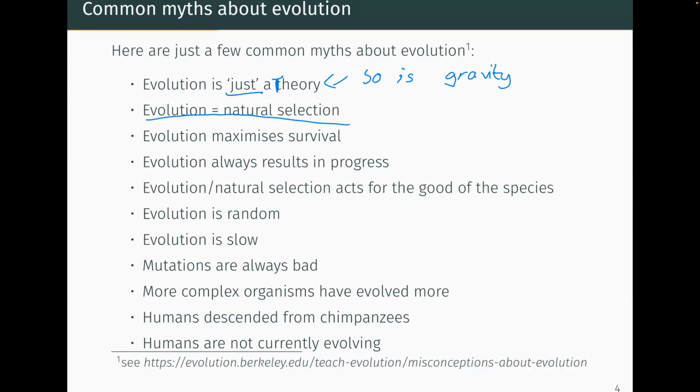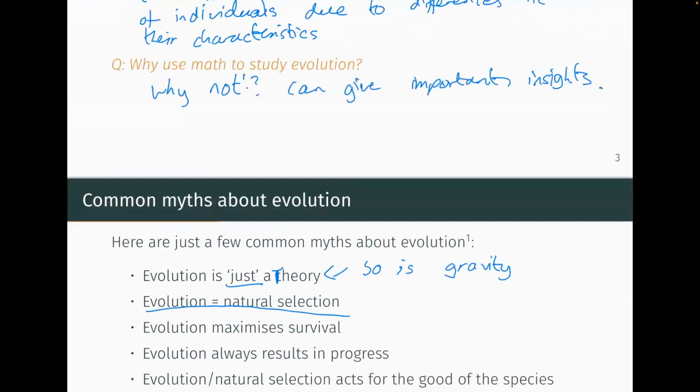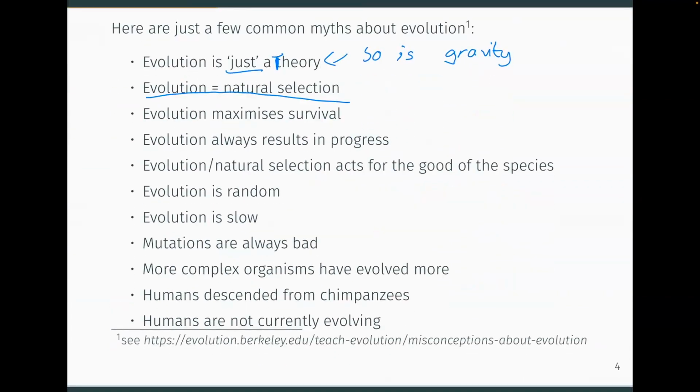We've just kind of been through this on the previous slide. Common misconception is evolution is the same as natural selection. As you'll have noticed here, there are two different questions. What is evolution? What is natural selection? These were not identical answers, okay? So as an example, we're going to talk a little bit, but not too much in this course, about genetic drift.